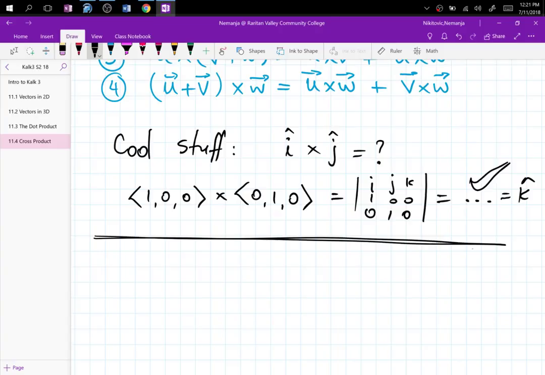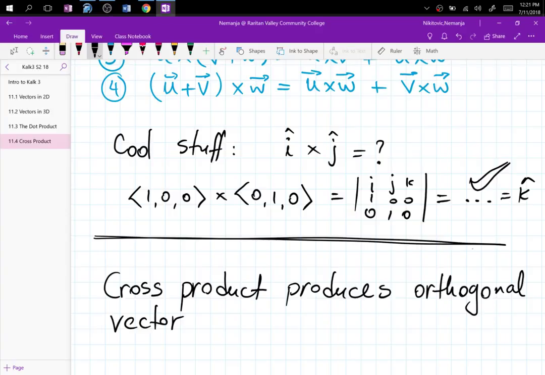Cross product produces a vector orthogonal to the two input vectors.